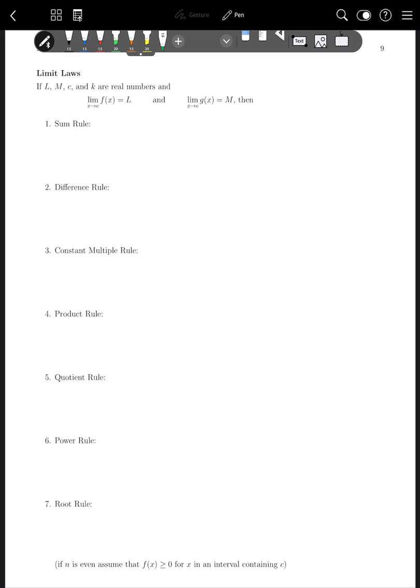So if my limits are defined as L and M, then the limit as x approaches c of f of x plus g of x is simply L plus M. In other words, it's the limit as x approaches c of f of x plus the limit as x approaches c of g of x. So we can break an addition up inside a limit into 2 separate limits. So the goal is to take a complicated expression inside a single limit and end up with a bunch of limits that have easy to find limits of expressions in them.